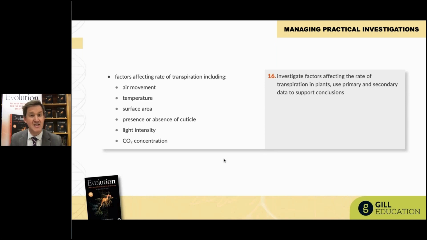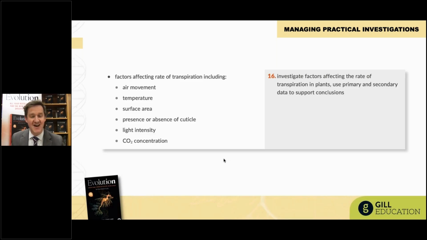And you can see on the left-hand side, it lists the factors: air movement, temperature, surface area, presence or absence of cuticle, light intensity, and CO2 concentration. So in this scenario, the students are actually expected to understand how to gather primary data for all 6 of the factors. That's an important point, actually.